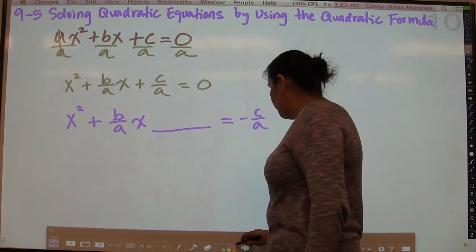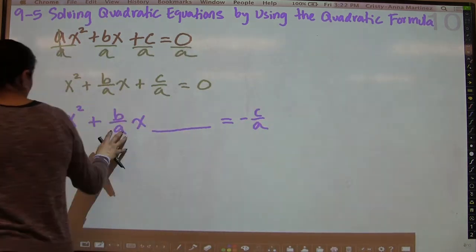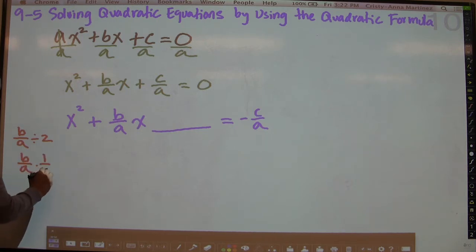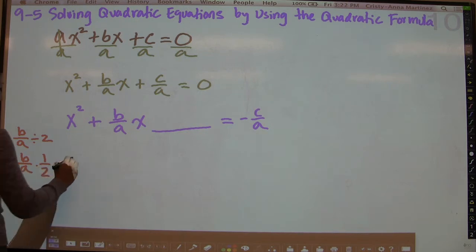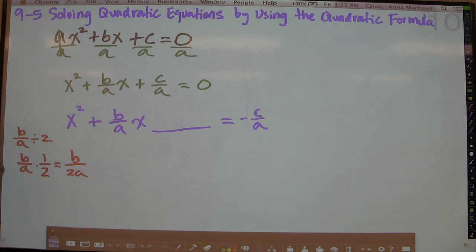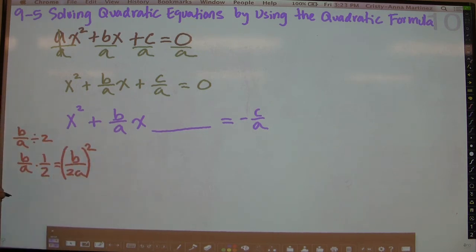Now the next step is to take the middle term, which is right here, the b over a. So we're going to do that over here. Take the b over a, and we want to divide that by 2, remember? But when you divide by 2, it's the same thing as saying multiply by the reciprocal of 2, which is 1/2, which then gives us b over 2a. After I divide by 2, I want to square my results.